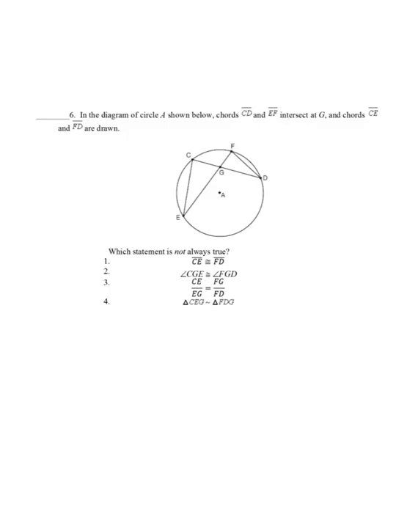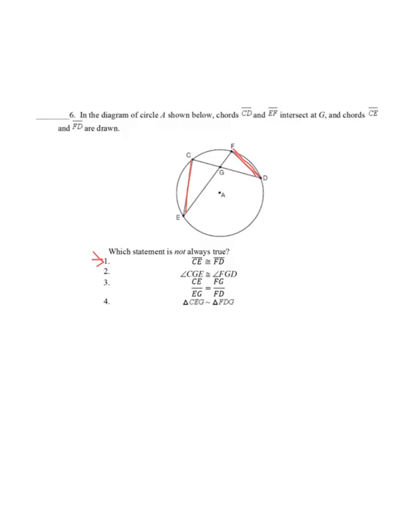Number 6. In the diagram of circle A shown below, chords CD and EF intersect at G, and chords CE and FD are drawn. Which statement is not always true? Let's evaluate each choice. For choice 1, line segment CE is congruent to FD. Well, it's pretty apparent that they don't look to be congruent. So my gut is saying choice 1, but I'm going to evaluate the other 3 just to make sure.